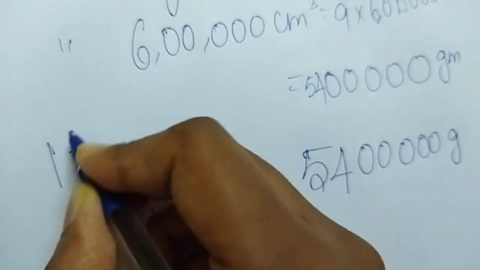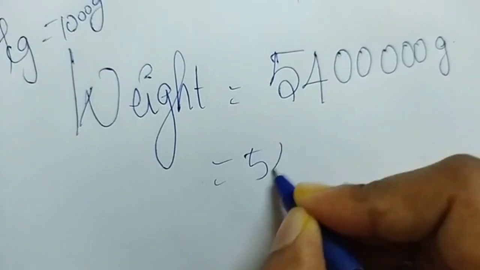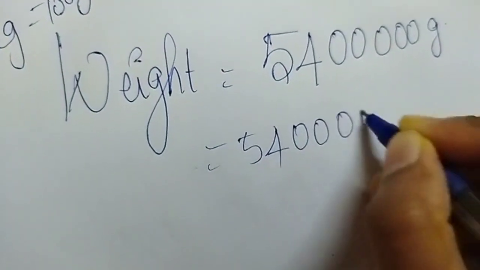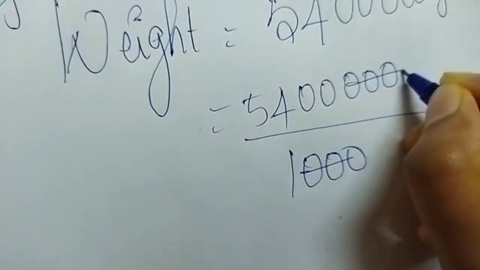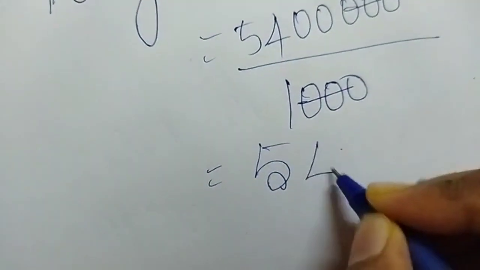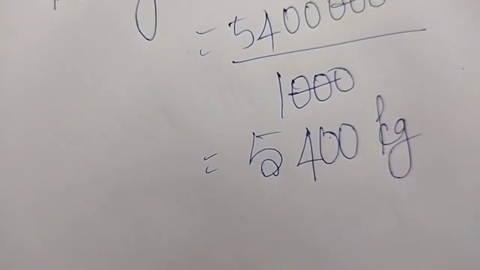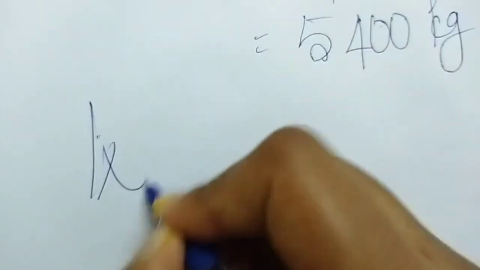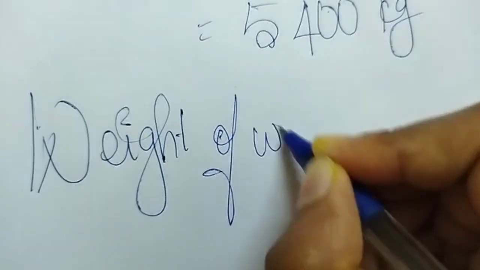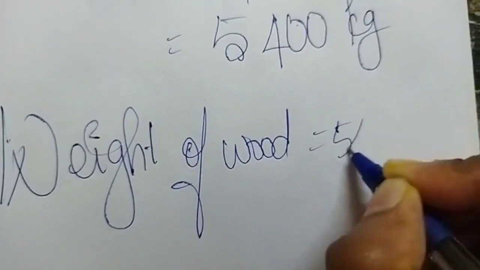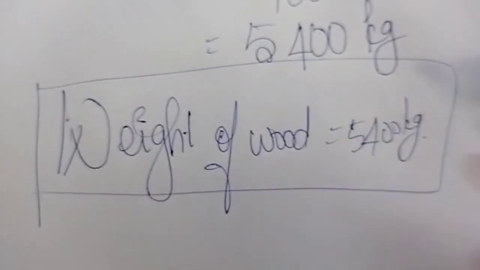We can convert it to kg. 1 kg is equal to 1000 gram. So dividing by 1000, 5400000 divided by 1000, the zeros get cancelled. We get 5400 kg. So the weight of the wood is equal to 5400 kg. So this is the answer.